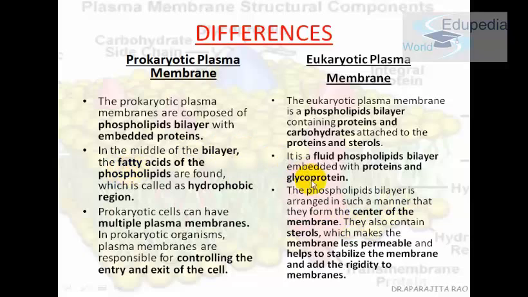They also contain sterols, which are not present in prokaryotes, which make the membrane less permeable, stabilize the membrane and add rigidity to it. So basically what we come to know is that a eukaryotic plasma membrane has a bit more stuff than the prokaryotic one, and because of evolution is definitely more advanced in nature.